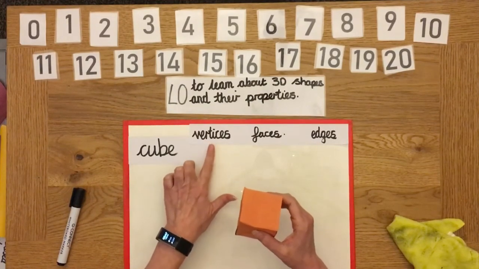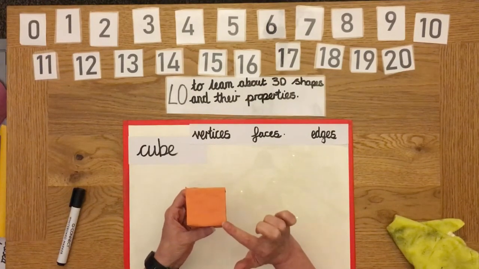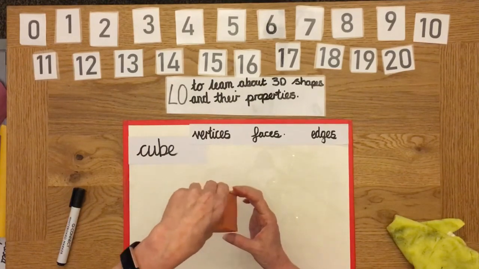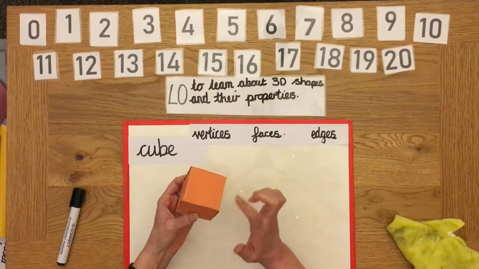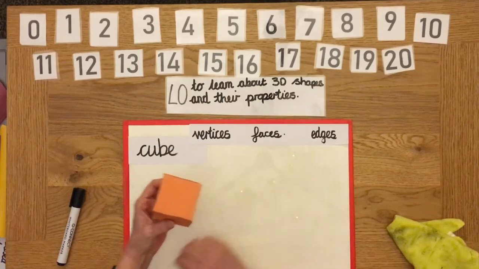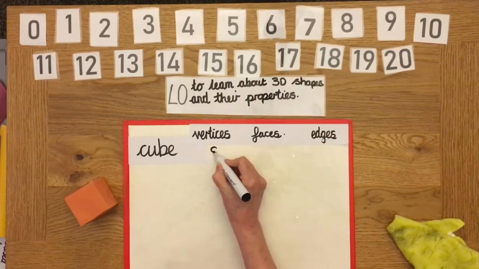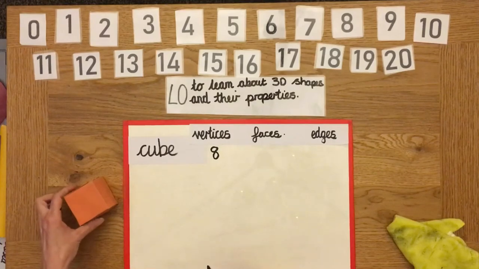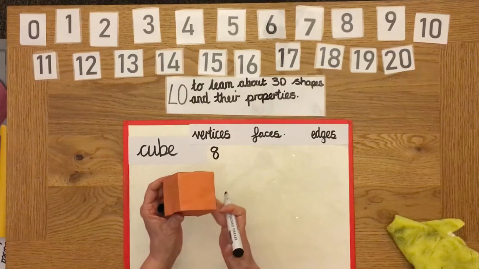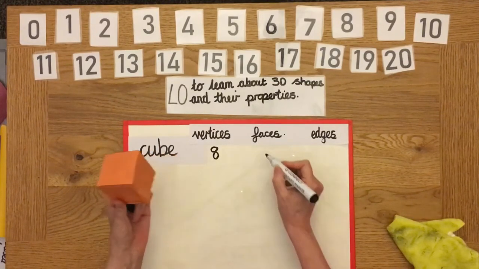Let's count how many vertices this cube has. 1, 2, 3, 4. Don't forget, it's a solid shape. So there are some this side. 5, 6, 7, 8. So we know that the cube has 8 vertices. Let's count the faces. 1, 2, 3, 4, 5, 6. It has 6 faces.